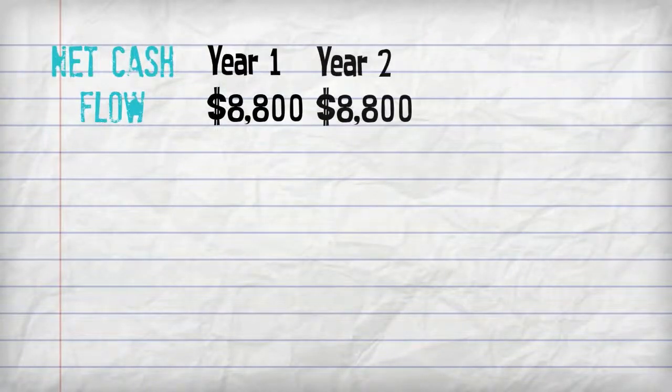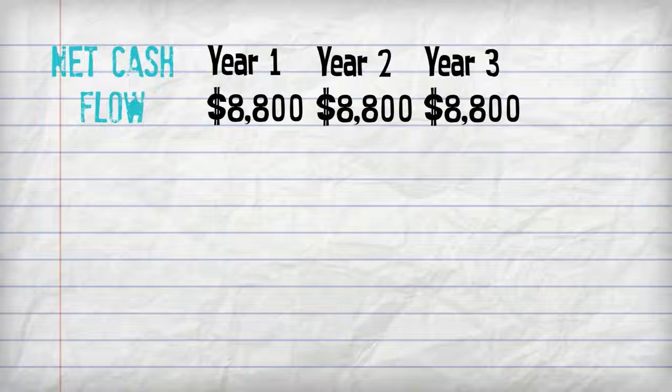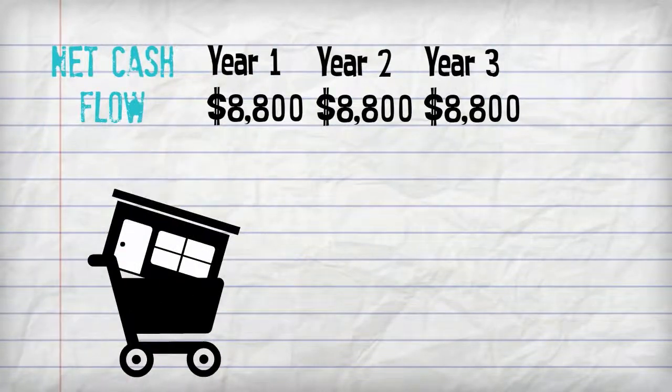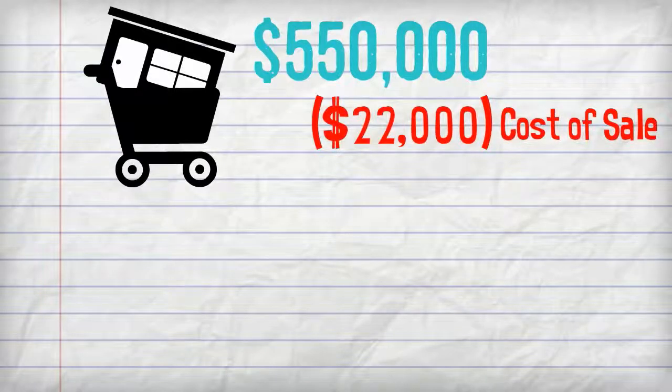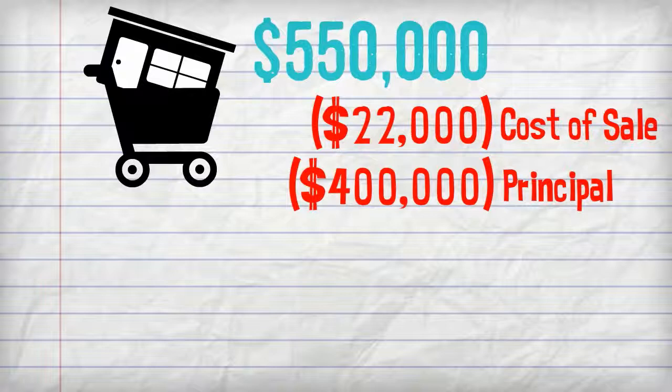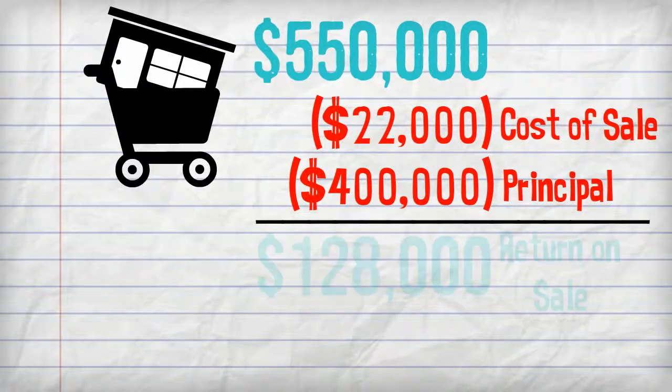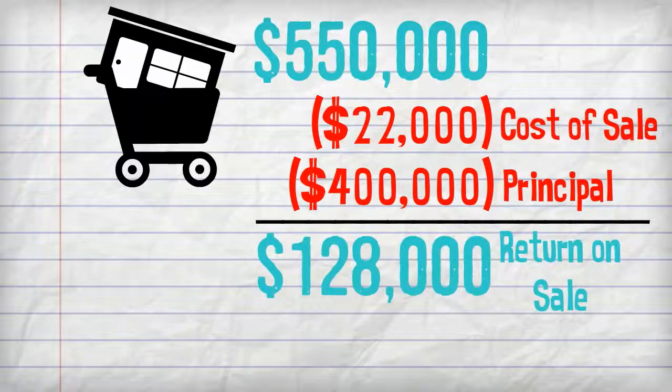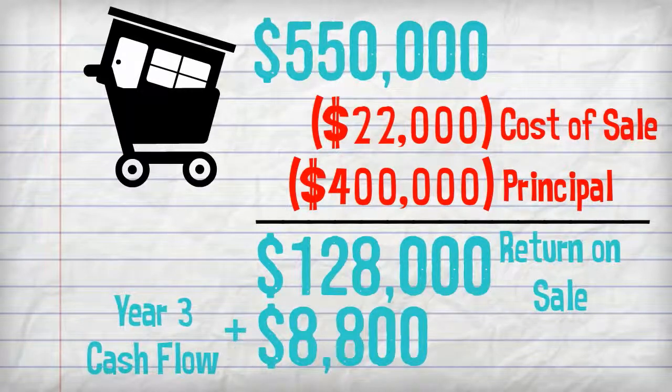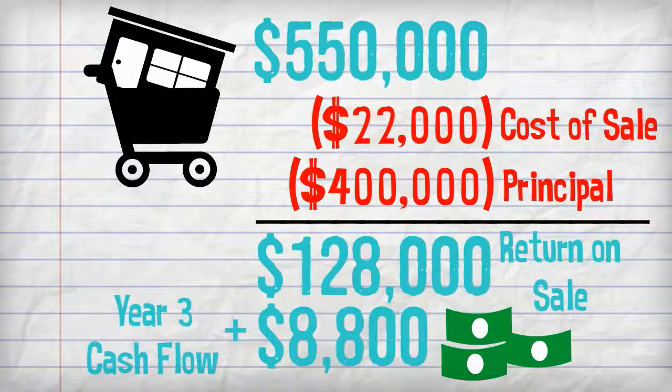In this example, year 2 and 3 are the same as year 1, except that at the end of year 3, I sell the property for $550,000. The sale costs me $22,000 in brokerage fees and similar costs, and I pay back the principal amount of my loan. This gives me a $128,000 return from the sale, plus $8,800 from normal cash flow from operating the property during that year.